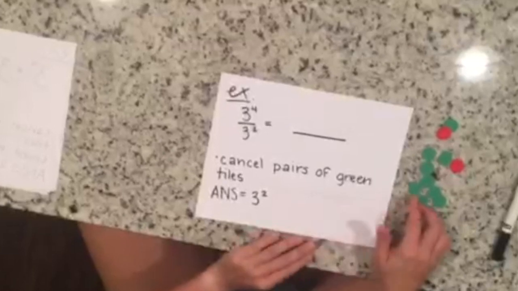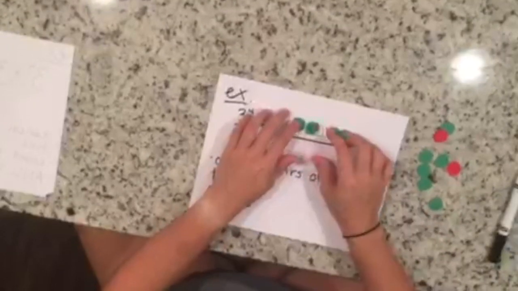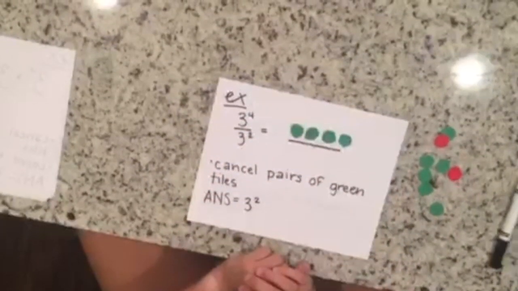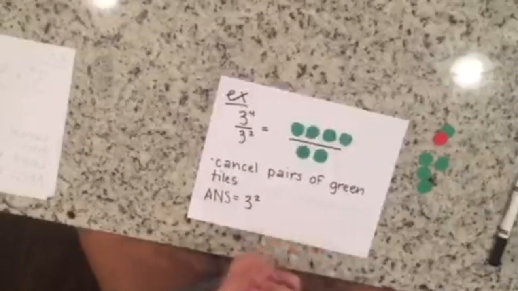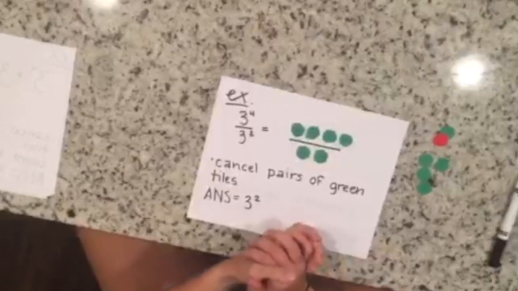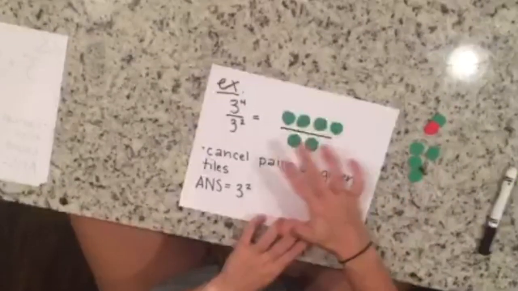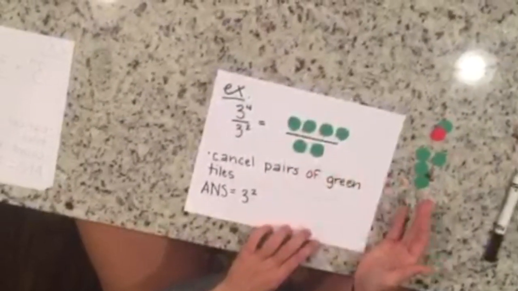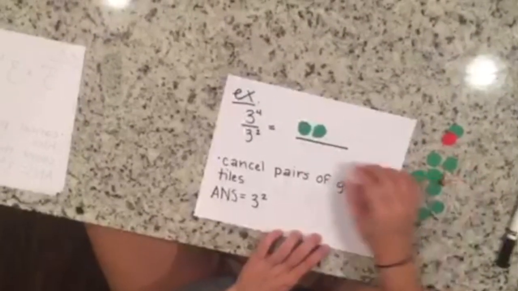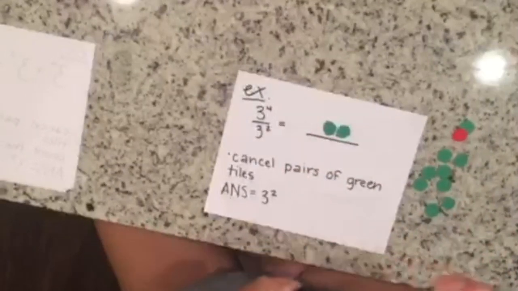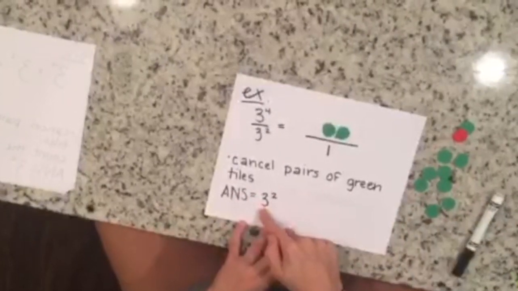Alright, so our next example is a division problem. So on our numerator, we can write 3 to the 4th power using 4 of our green exponent tiles. And we can write 3 squared in the denominator using 2 green tiles. Now, since we're using division and all of our tiles are the same color, you're going to want to cancel, just like you would in any fraction, you're going to want to cancel things that are alike. So we can cancel one set of green tiles, and we can cancel a second set of green tiles, which leaves us with 2 green tiles on the top and a 1 on the bottom. So this gives us the answer of 3 squared.